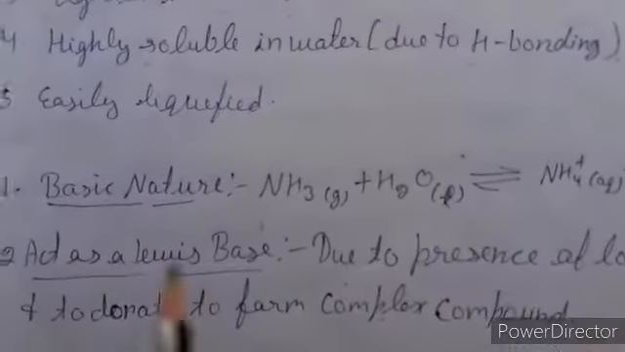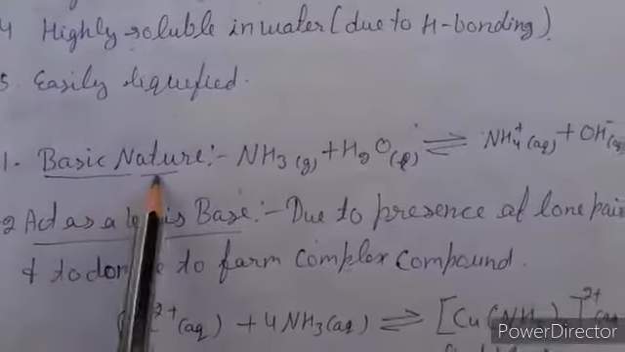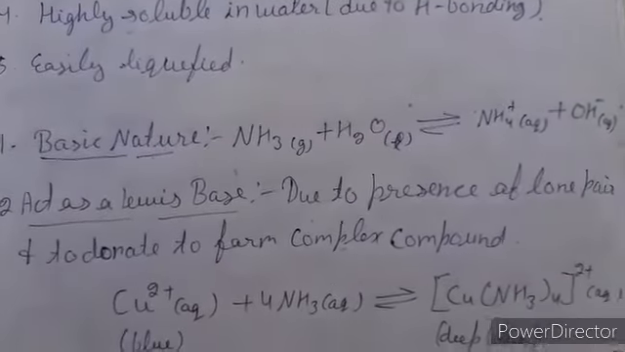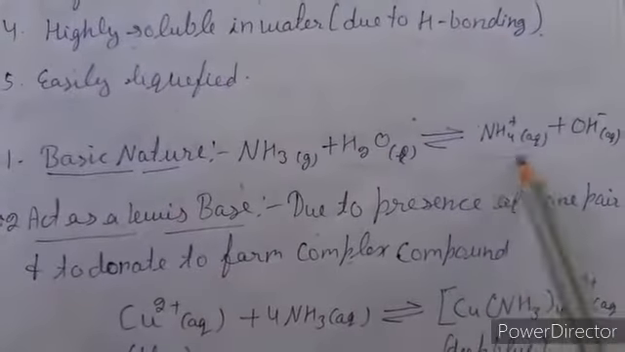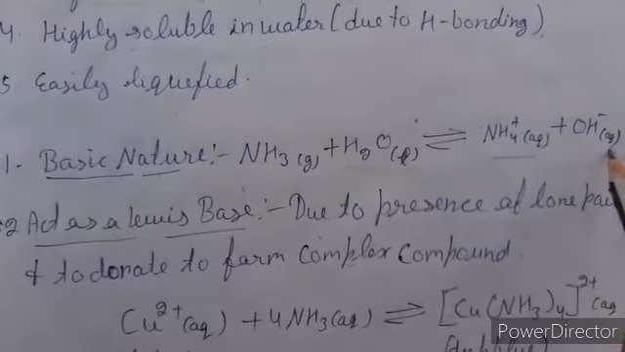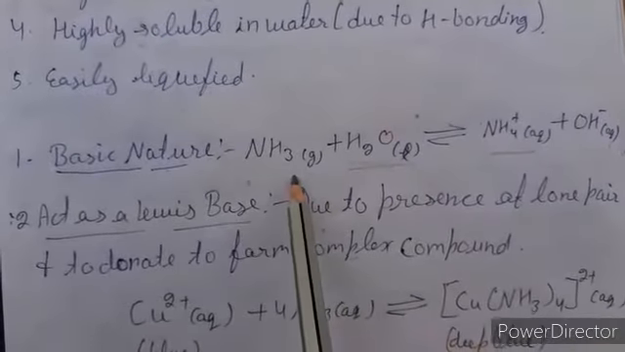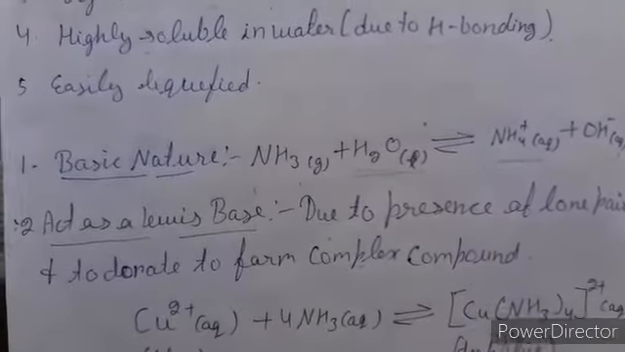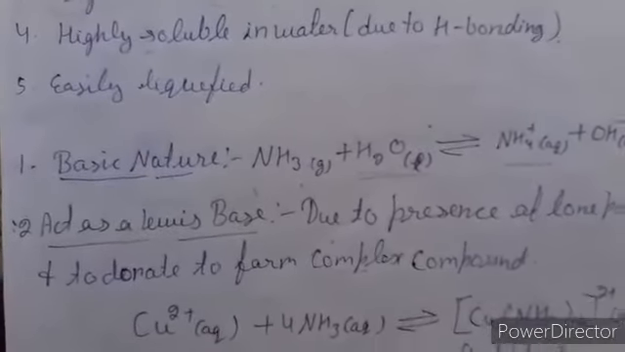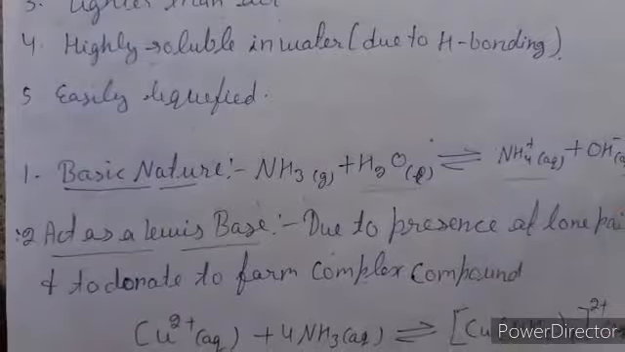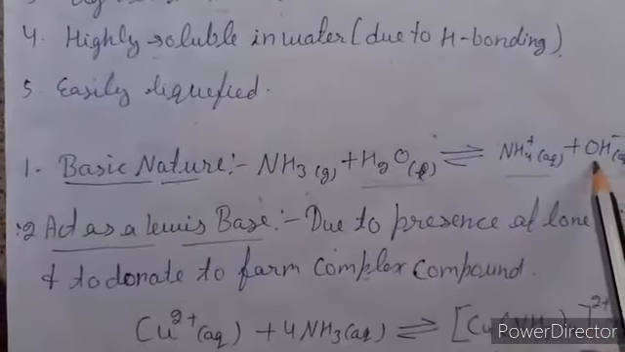So next we discuss the chemical properties of ammonia. The first one is that it is basic in nature. When we react ammonia with water, it will give ammonium ion and hydroxide ion. It acts as a weak base. When we put red litmus paper in ammonia, it changes into blue in color. It means it acts as a weakly basic in nature, because it produces hydroxide ion in aqueous solution.